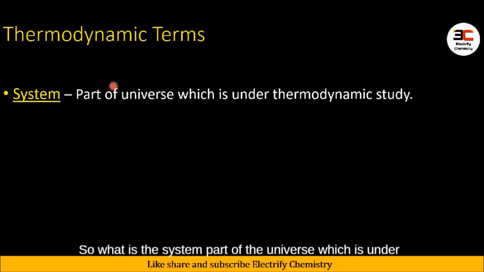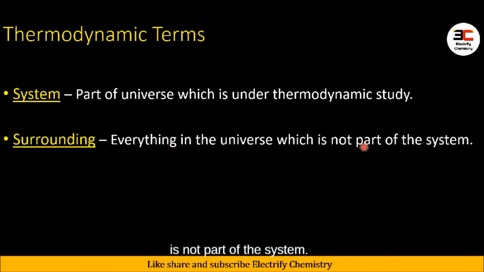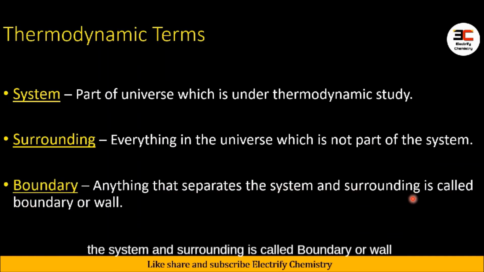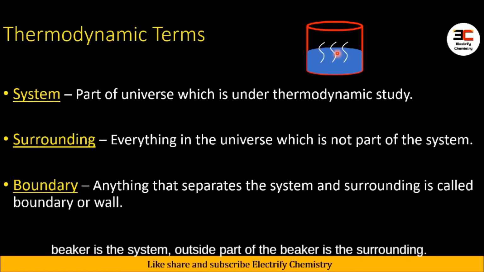So what is the system? Part of the universe which is under thermodynamic study. What is the surrounding? Everything in the universe which is not part of the system. What is the boundary? Anything that separates the system and surrounding is called boundary or wall. As you see in this diagram of a beaker, the beaker itself is a boundary. The material inside the beaker is the system. The outside part of the beaker is the surrounding.